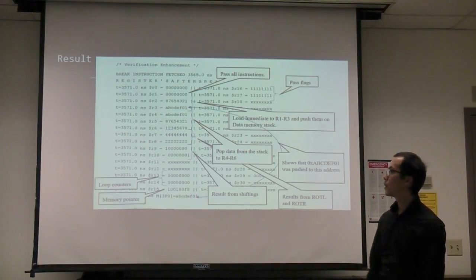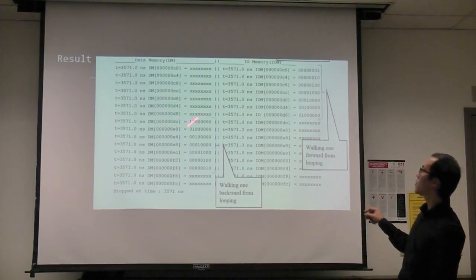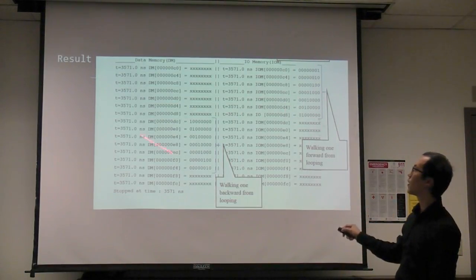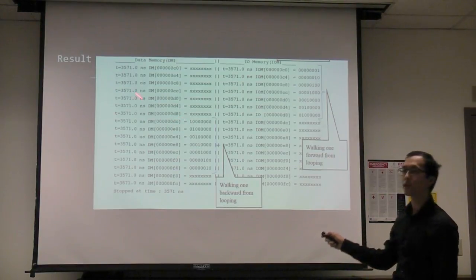Can you go to that one? So as you can see, in the data memory and I/O memory we have walking 1 to the left, and the data memory has walking 1 to the right.